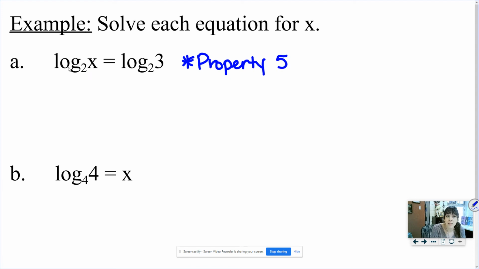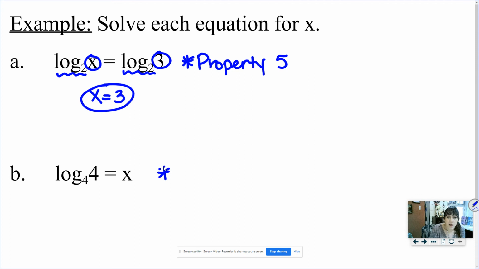Okay, to me, I see log base 2 are identical on both sides. I have an equal sign in between, and we're just being asked, how do I make these two things equal to each other? So if you see log base 2 and log base 2, then the only way to make this equation equal is if x was equal to 3. So you've just solved it. X is equal to 3.